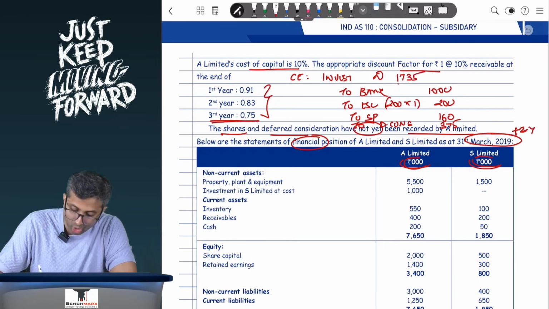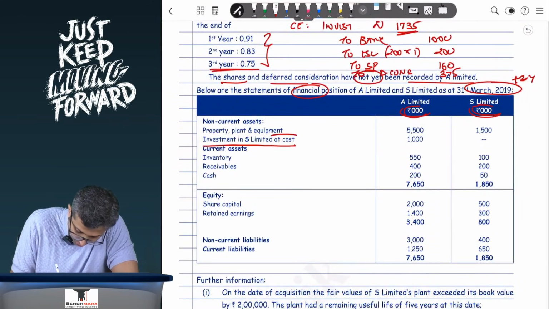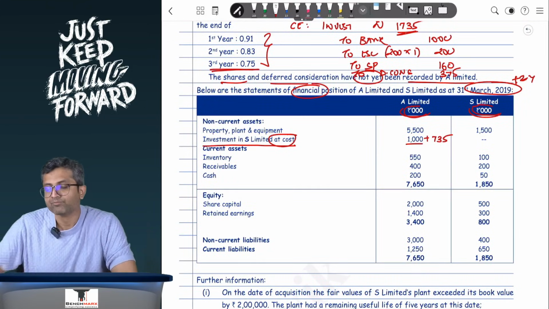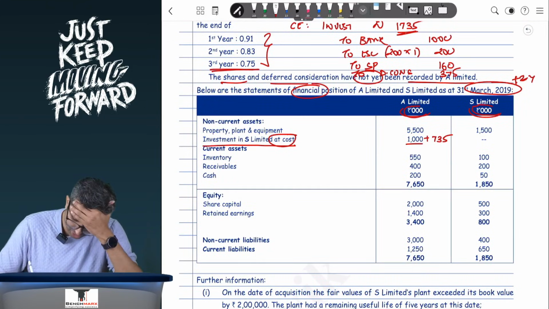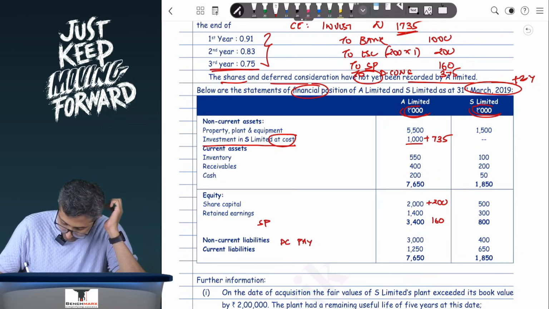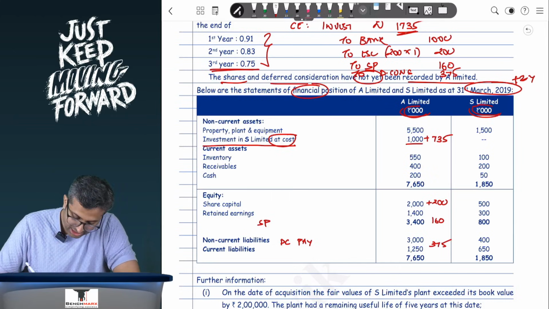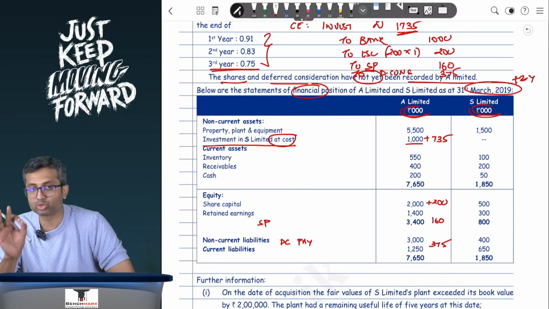However, you have recorded the investment at 1000. As you can see over here, investment in S at cost is at 1000. To this, you will add 735 on the debits to rectify. But then you will have to credit it as well. Well, share capital will be credited by 200. There will be a new ledger for securities premium at 160. And there will be a new ledger for deferred consideration payable as well. This is a part of the liabilities. This will be, for example, at 375. This is rectification of the error, the first thing.